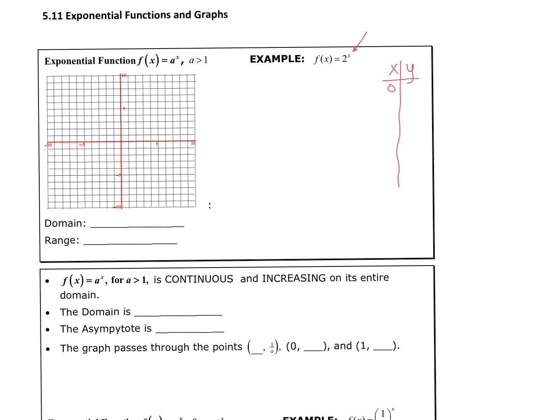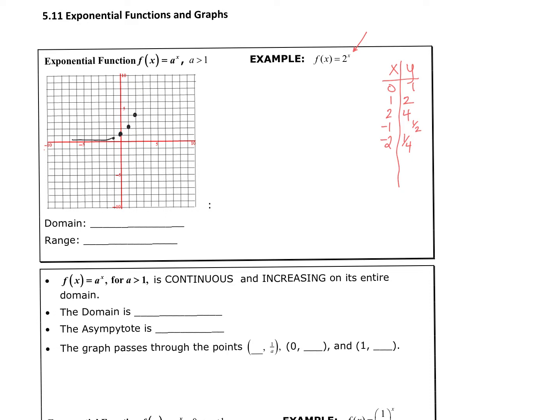So I'm going to choose some values, 0, 1, 2, minus 1, and minus 2. And I'm going to make my table of values. So 2 to the 0 is 1, 2 to the first is 2, 2 squared is 4, 2 to the negative 1 is a half, and 2 to the negative 2 is a quarter. So let's put this particular function on this graph. So we have 0, 1, 1, 2, 2, 4, negative 1, 1/2, and negative 2, 1/4.